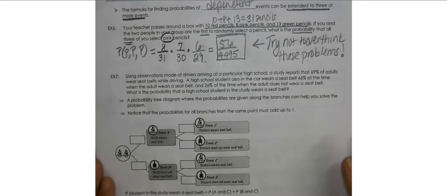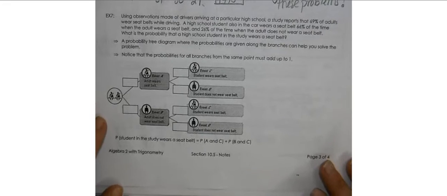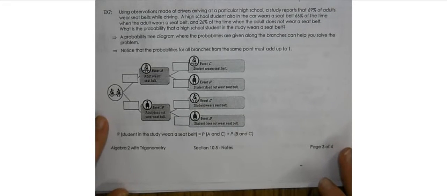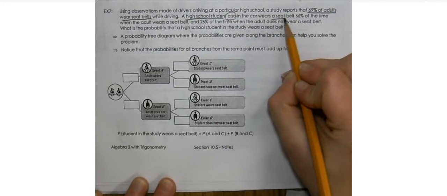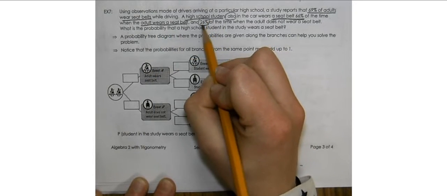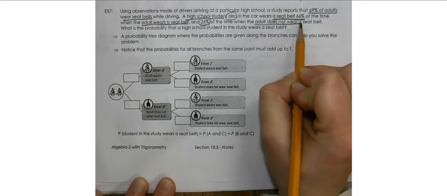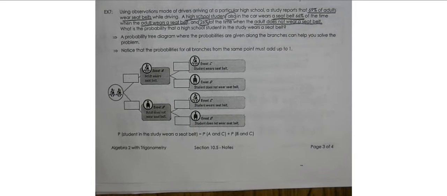Okay, let's go ahead and look at number 7. It says, using observations made of drivers arriving at a particular high school, a study reports that 69% of adults wear seatbelts while driving. A high school student also in the car wears a seatbelt 66% of the time when the adult wears a seatbelt, and only 26% of the time when the adult does not wear a seatbelt. So whether or not a student wears a seatbelt is dependent on whether or not the adult wears a seatbelt.